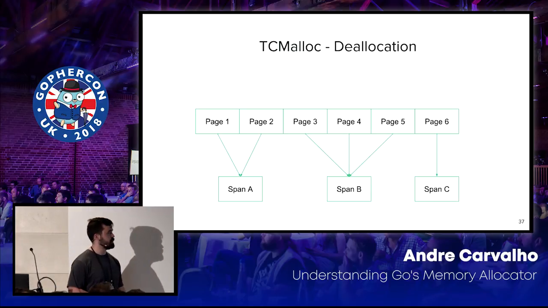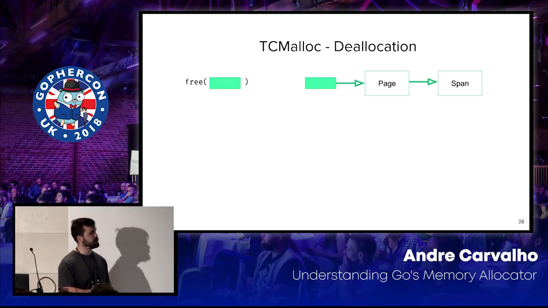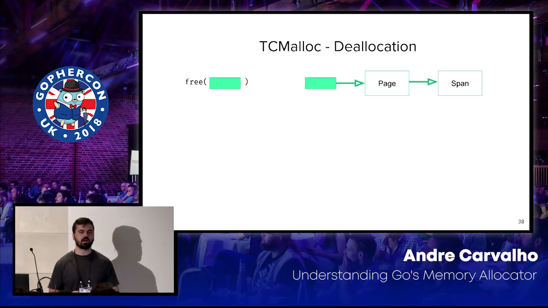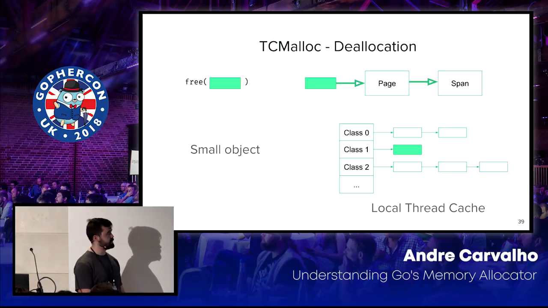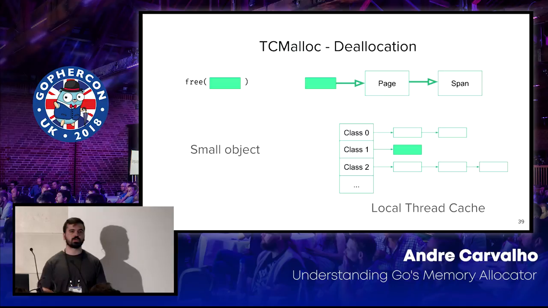The tcmalloc allocator keeps an array that maps memory pages to spans. So this means that page 1 and page 2 are managed by span A, page 3, 4, and 5 are managed by span B, and page 6 is managed by span C. So when the application calls free on a given object, from the object's address, we are able to fetch its page. And from the page, by using that array, we are able to go to the span that's actually managing that page. And from the span, we have a bunch of metadata, which contains also the size of the objects that are allocated from that span. So if the span holds small objects, we are going to simply append that small object into the local thread cache linked list. And the deallocation of the object is done.